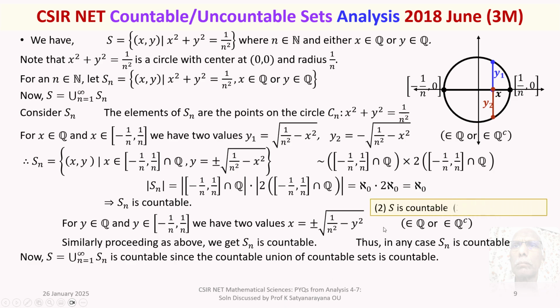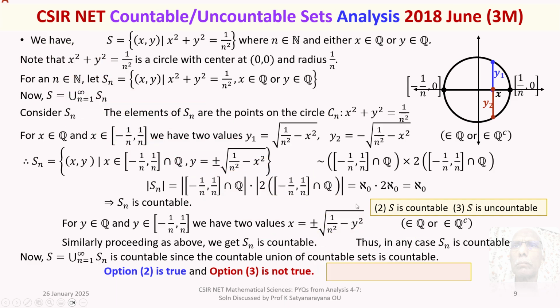So thus, calling the options: option 2, S is countable; option 3, S is uncountable. Thus we have proved S is countable, so option 2 is true and option 3 is not true. Summarizing all these options, the answer to this question is option 2. That is the detailed discussion of the solution of this problem, which is related to countable and uncountable sets. And this fourth question that appeared in 2018 June is a good and important question.